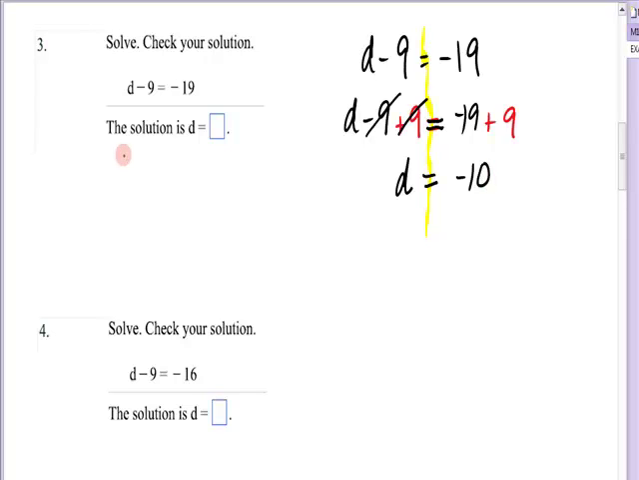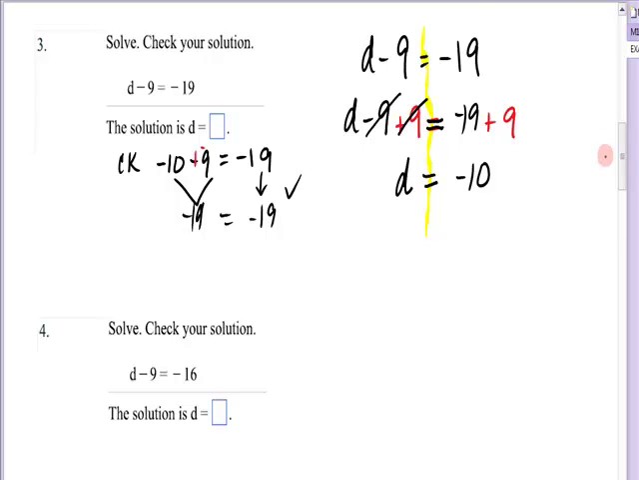If you wanted to check this, is negative 10 minus 9 equal to negative 19? Well, let's see. If I were going to do that, and I did keep, change, change, that side is negative 19, and so is that side, and they're equal. So it checks.